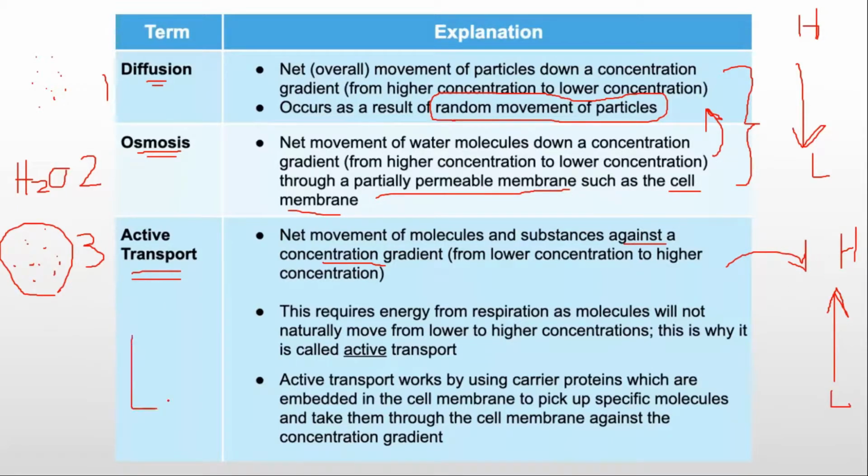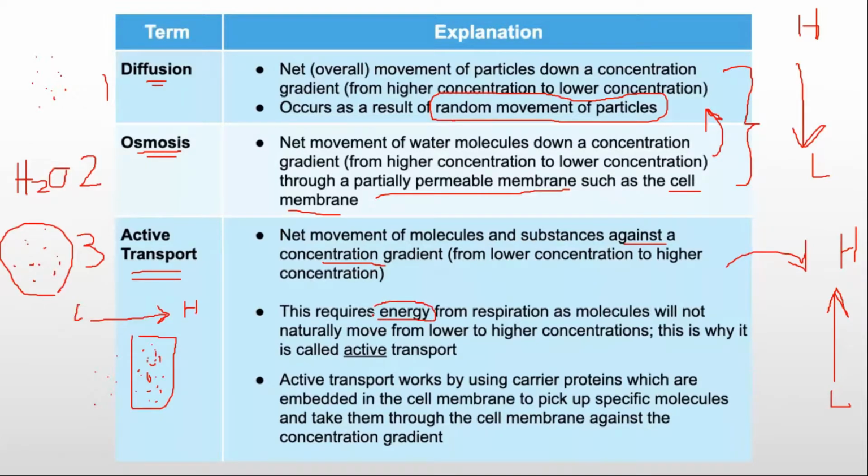For example, if I have a cell with a lower concentration of molecules outside the cell and a higher concentration inside the cell, through active transport those molecules will move inside the cell from lower concentration to higher concentration. So it's the net movement of molecules and substances against a concentration gradient, from lower to higher concentration. This process requires energy.